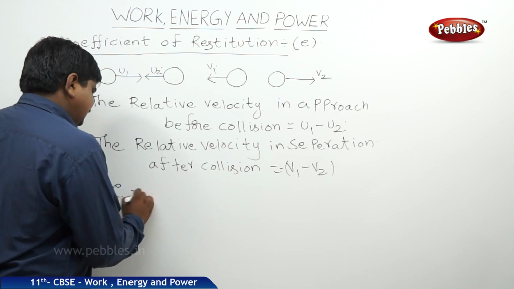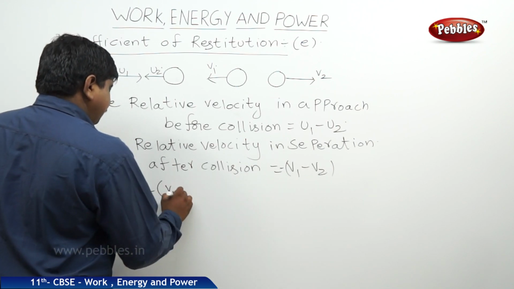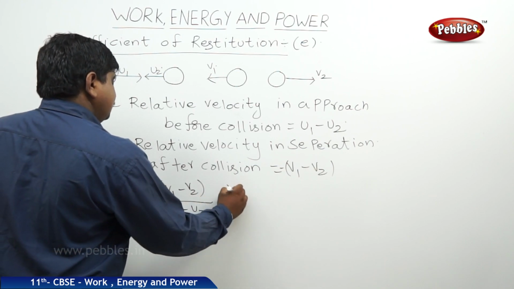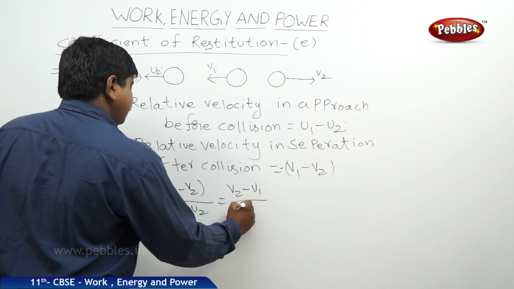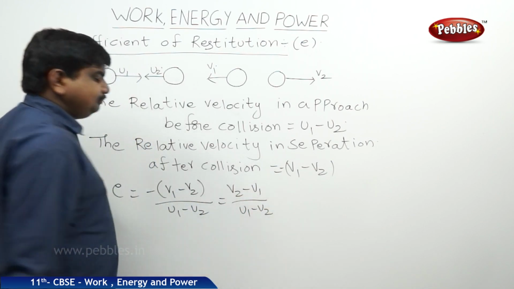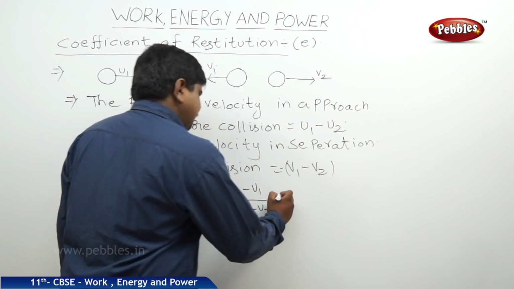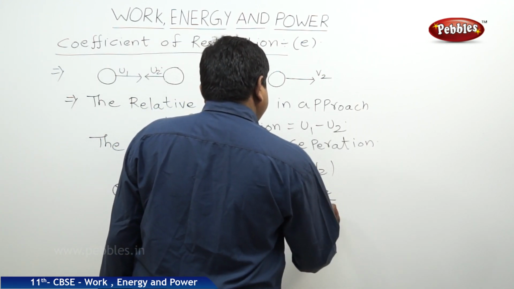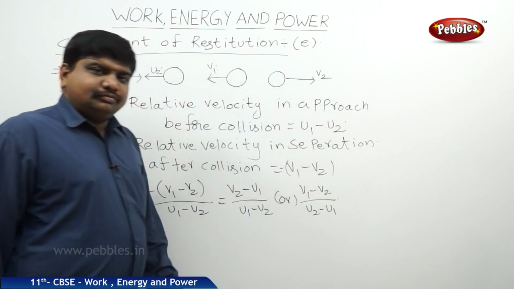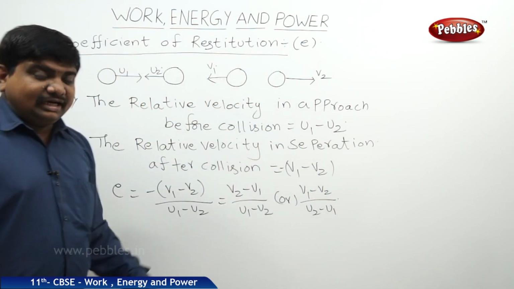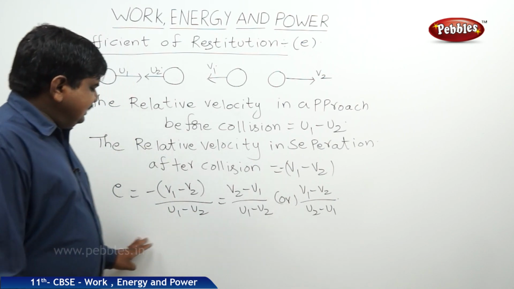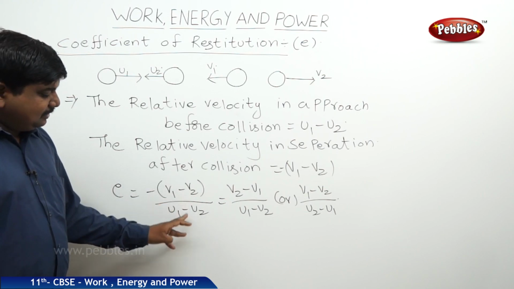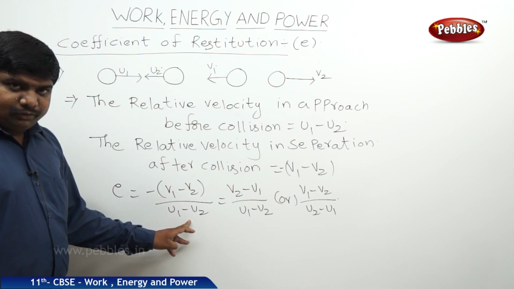Therefore, e is equal to minus of (v1 minus v2) by (u1 minus u2). It is (v2 minus v1) by (u1 minus u2). In other cases, we can write this as (v1 minus v2) by (u2 minus u1) also. Not an issue. Anyway, we will get the same answer. So this is said to be the coefficient of restitution. Here we find the relative velocity of separation divided by the relative velocity of approach.